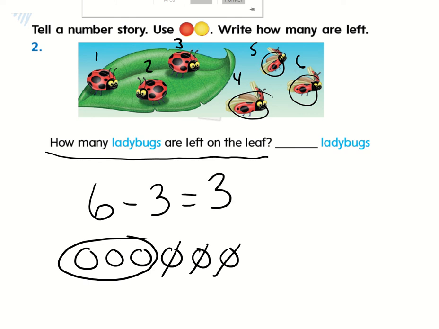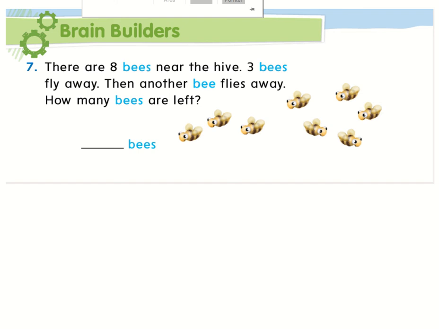Let's check out the last one today, boys and girls, and we'll get you moving on to your work. So let's read our sentence here. There are 8 bees near the hive. All right, so I've got 8. 3 bees fly away. Huh. Okay. Then another bee flies away. How many bees are left? This one's going to be a little tricky because I am actually taking away a couple different things right now. So I know that I'm starting off with 8.